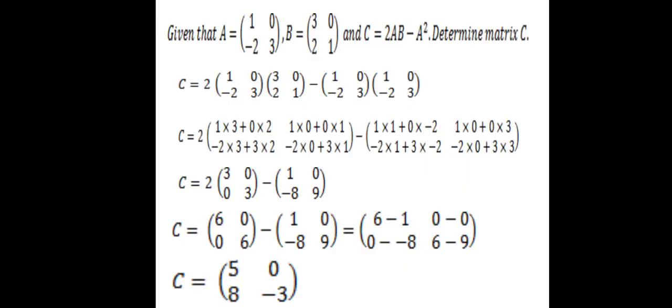Given that A is equals to 1 0 -2 3, B is equals to 3 0 2 1, and C is equals to 2AB minus A squared, determine C. Now C can be determined by multiplying 2AB, the square of A, and we get C to be 5 0 8 -3.